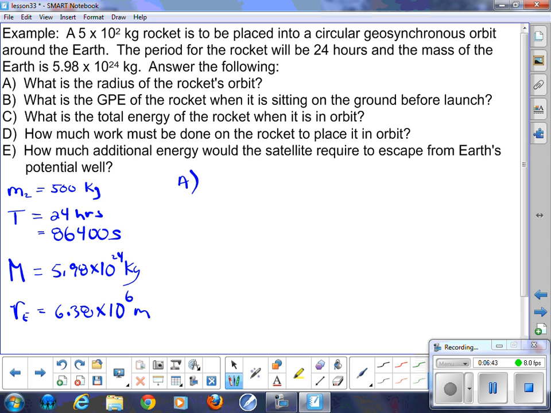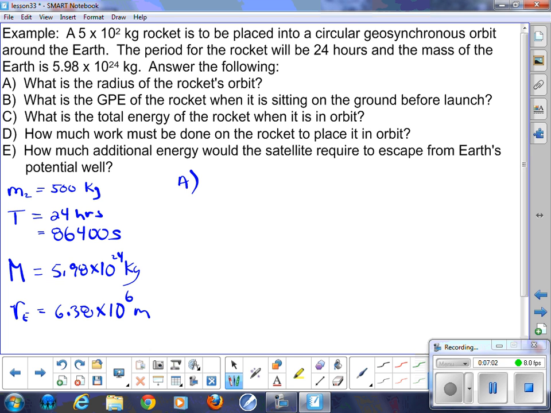So we need to figure out R. R is the unknown. What do we know? It goes into a synchronous orbit, and we know the period. So does the formula with period help us determine the value of R? And the answer in this case is yes.